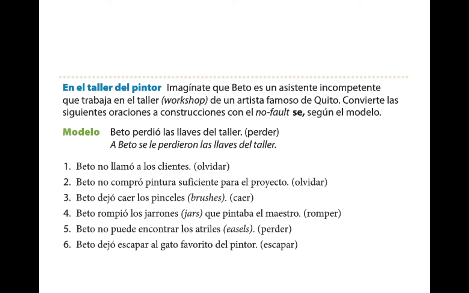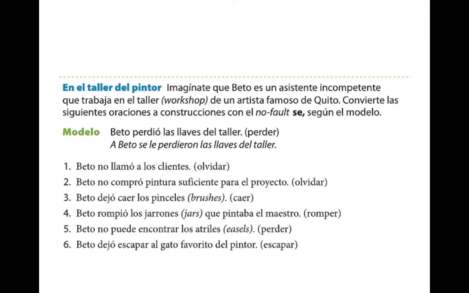This is the first exercise that you have on your textbook, and I thought it would be a good idea to do at least the first couple of sentences with you. Look at the first one, number 1. Well, look at the model. Beto perdió las llaves del taller. Beto lost the keys to the shop. Okay? It's Beto, he's taking responsibility for what happened. Let's change it to the no-fault SE construction to make Beto the victim of this event.